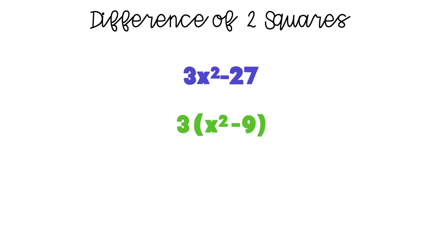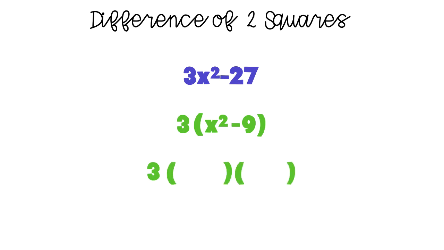Let's look at another problem. Again, the first thing you always want to do is check for a GCF. I do see that I could pull a 3 out of both terms, leaving me with x squared in the front minus 9. Remember, you always want to keep your GCF in your final answer, so we'll bring that down automatically. I see a difference of 2 squares, subtraction and 2 perfect squares.